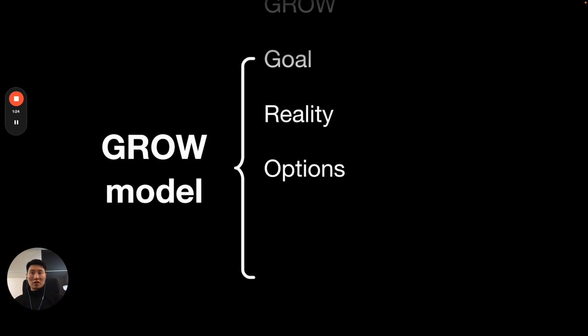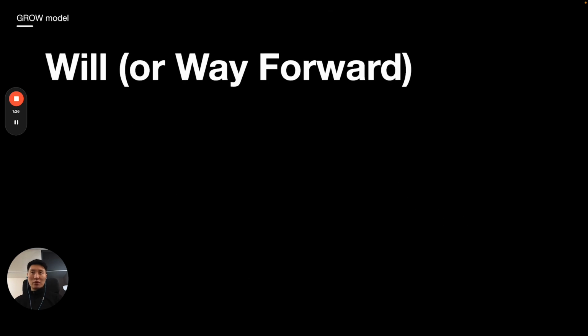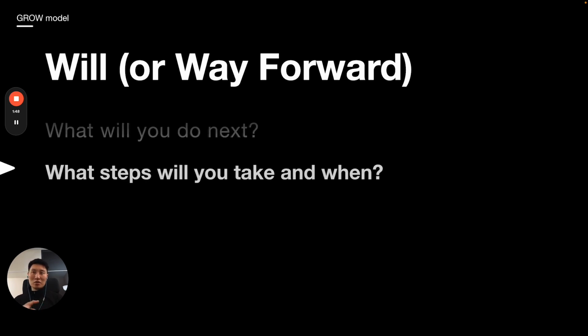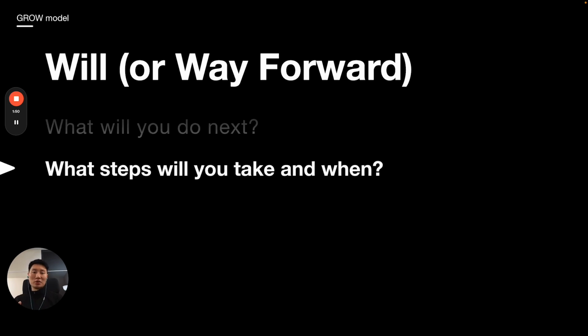And that brings us to the W, or way forward. Practically everything we want to achieve, our whole new life, our whole new ultimate human experience, we need to will it into existence. So that's why the word is will, right? Will is the verb of the future, but it's also willpower. What will you do next? What steps will you take and when? So again, focus on the execution.